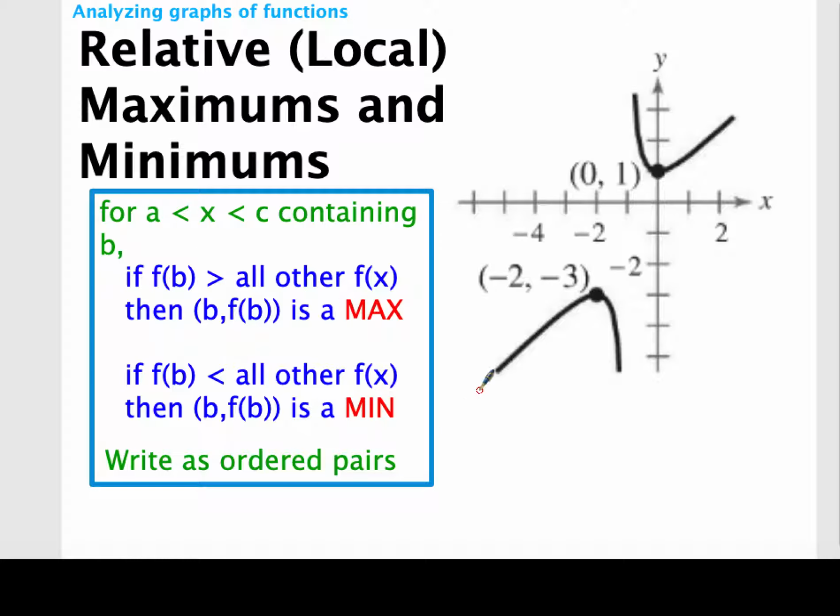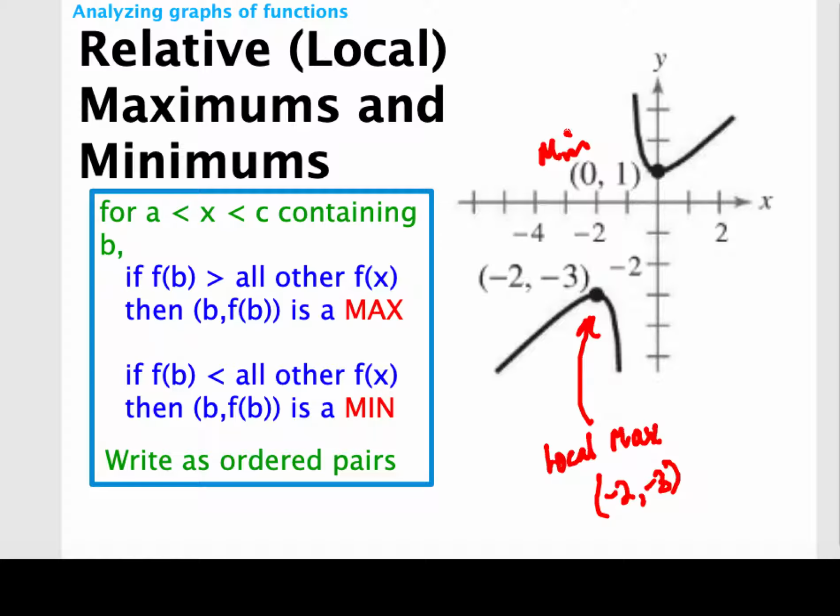So we might be able to look at this and say, okay, well, this point right here would be a local max, right? And we would be able to estimate that point. It looks to be, of course, it's labeled here, (-2, -3) would be a local maximum. And then (0, 1) on the top part of our graph, again, we would call a local minimum.